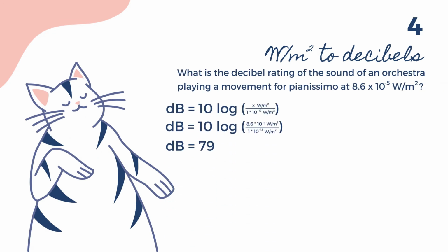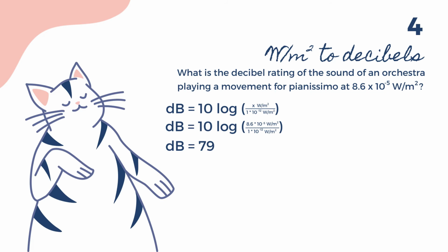In this next problem, we're going to use logarithmic equations to convert watts per meter squared to decibels. The problem is, what is the decibel rating of the sound of an orchestra playing a movement pianissimo at 8.6 times 10 raised to negative 5 watts per meter squared?